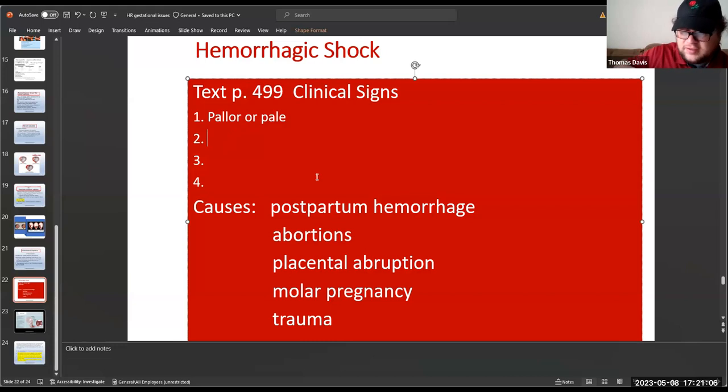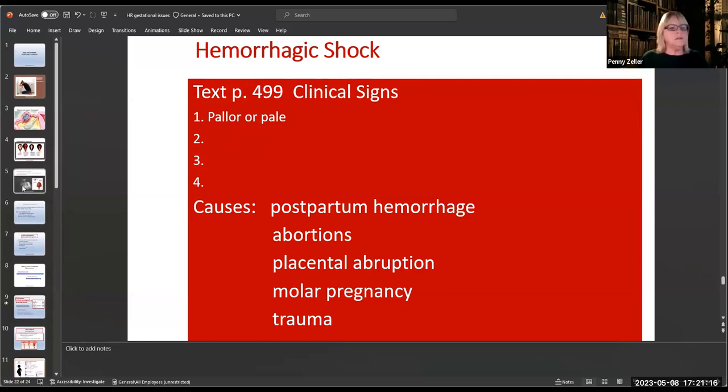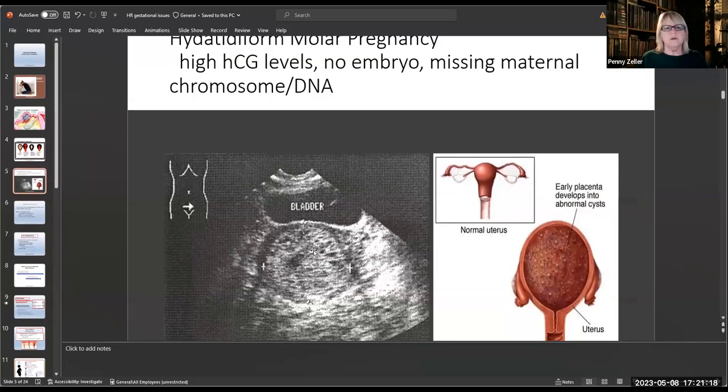I have a question real fast. The molar pregnancy, is that just the cyst on the placenta? Molar pregnancy is this right here.